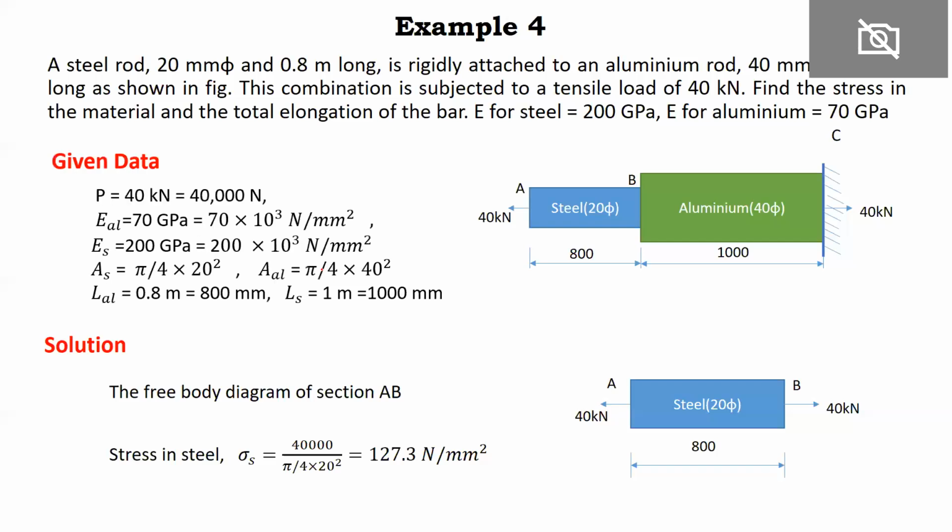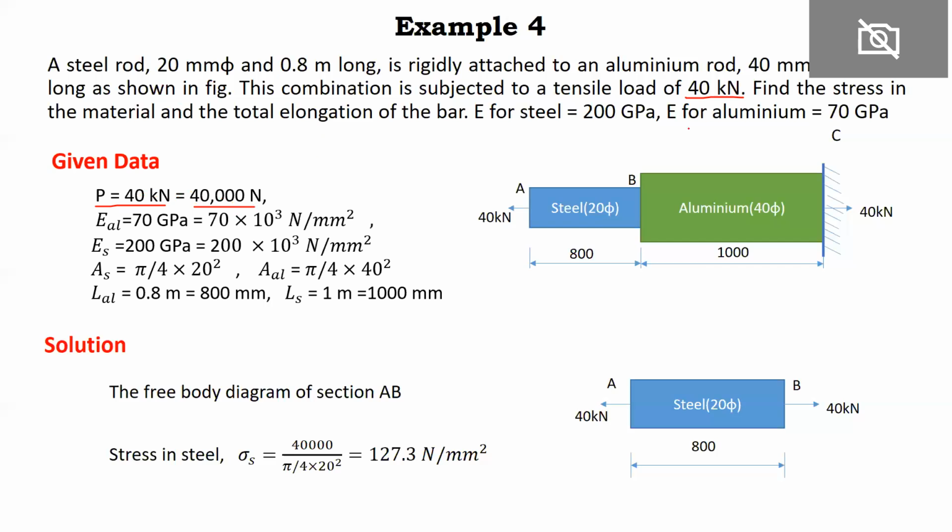So first step, always remember to write the given data. I have written here the given data. The load is given, say 40 kilonewton. The same 40 kilonewton is written here. Always we present Young's modulus in Newton per mm square, so there is no kilonewton. Therefore, we need to convert this in terms of Newton. I have converted this to Newton, 40 into 1000, 40,000 Newton.